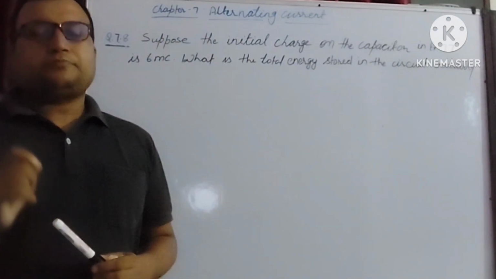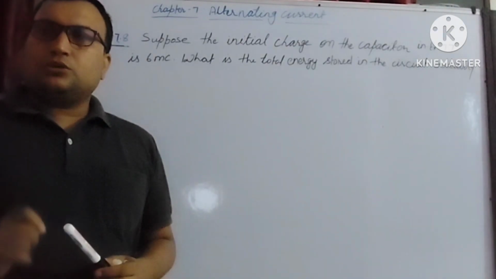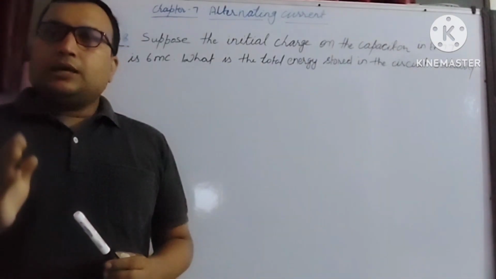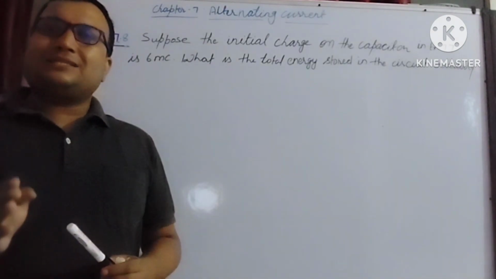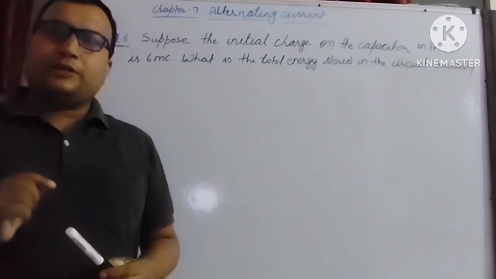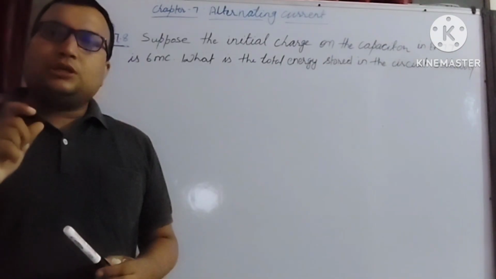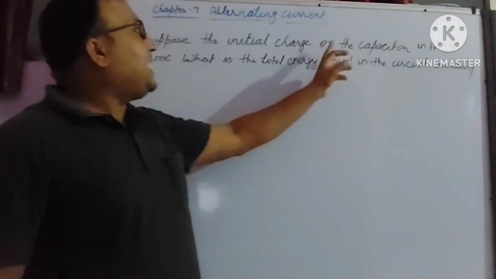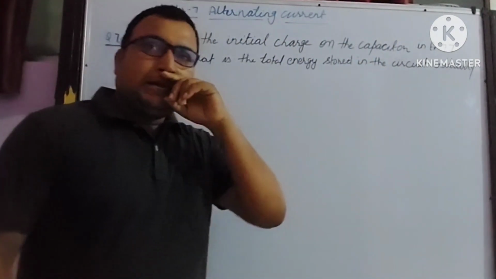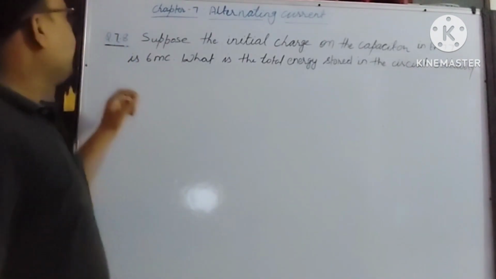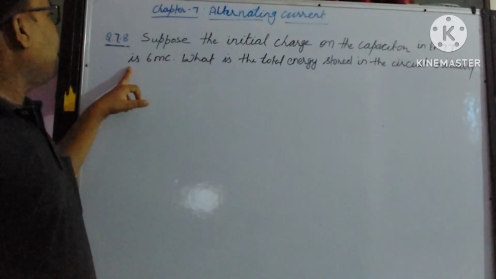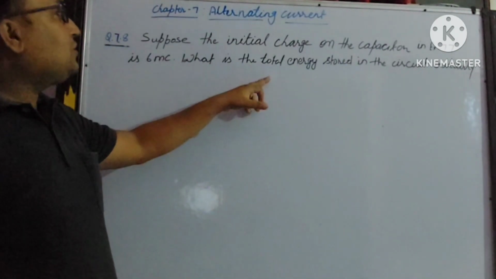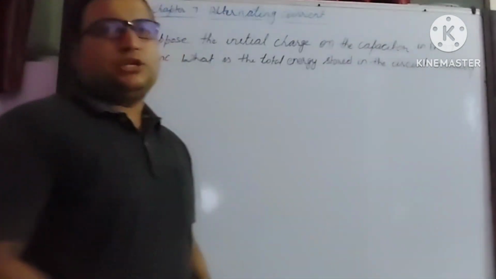Hello students. Now we are going to discuss question number 7.8, and this question talks about the question we discussed in the exercise of this particular chapter, 7.7. If you are using that question as a capacitor, then suppose the initial charge on the capacitor in exercise 7.7, question number 7.7, is 6 millicoulomb. What is the total charge stored in the circuit initially?